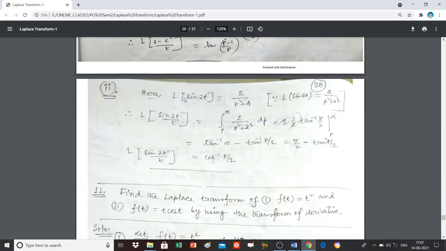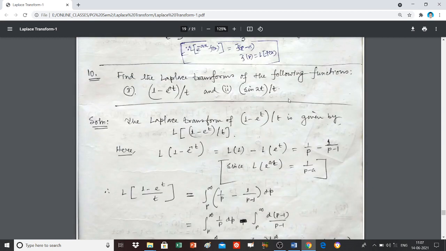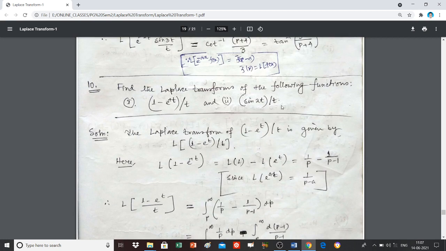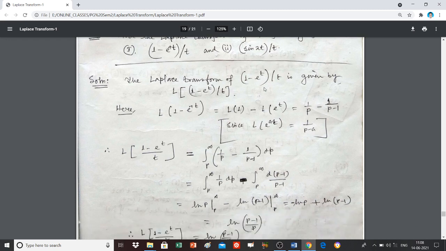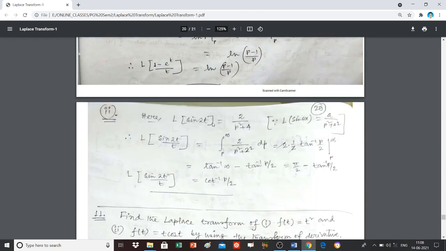The second one is the Laplace transform of sin 2t by t. First we will calculate the Laplace transform of sin 2t. You know that the Laplace transform of sin at is equal to a by p square plus a square. In this case, a is equal to 2.